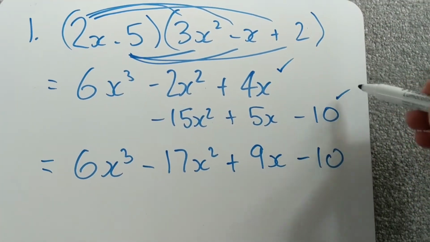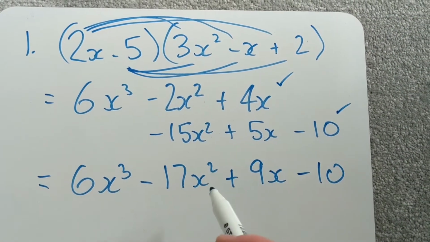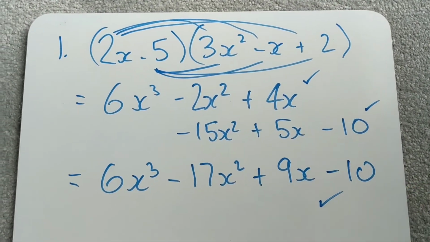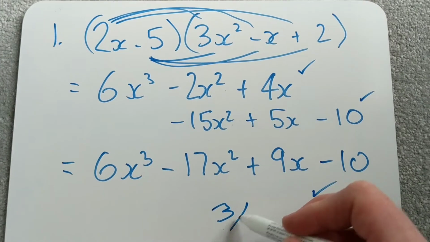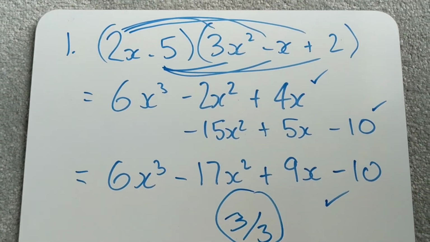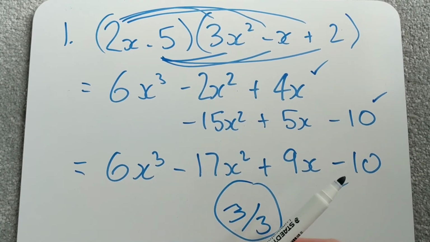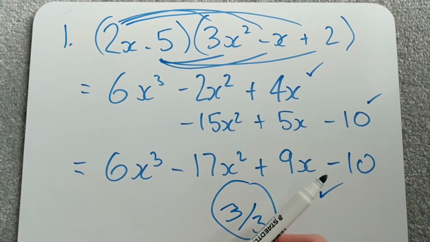1 mark for the second 3 terms, and all the signs being right. And then you get the 3rd mark for your answer simplified. So that's out of 3. 3 out of 3 if you got it all right. If you made any mistakes with the signs, but then you still simplified right, you can get 2 out of 3. Just be careful.